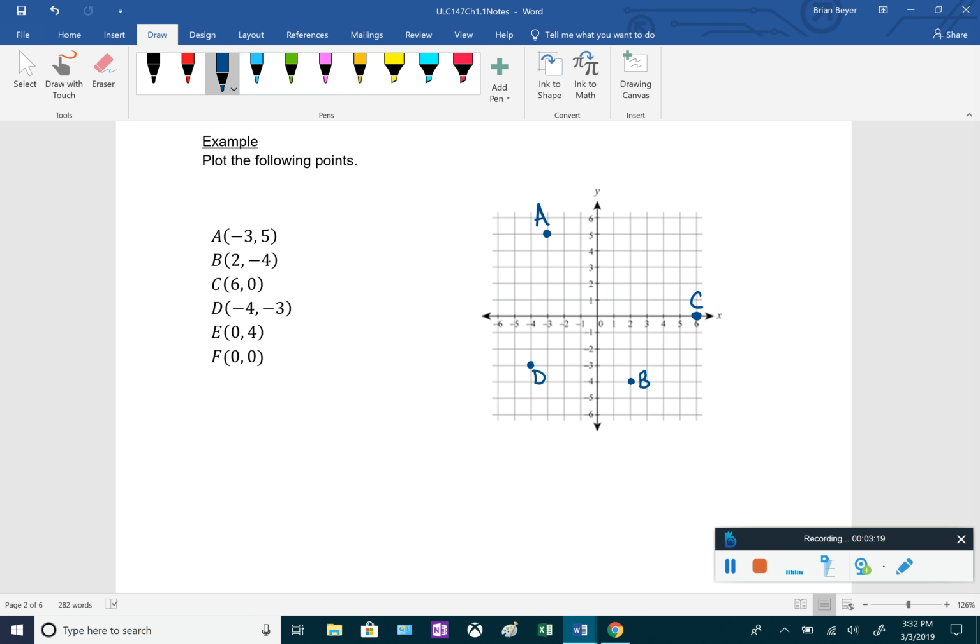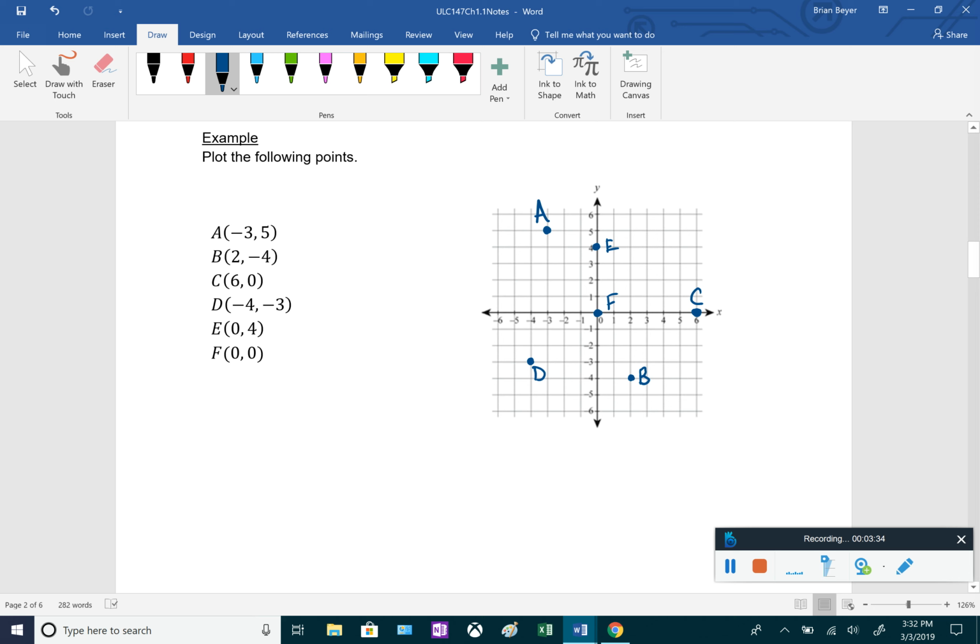For E, 0, comma 4, so x equals 0, y equals 4, so that's just going to be up here on the y-axis. That's going to be E. And for F, 0, comma 0, that's the origin, so that's right there. Okay, so that's just some examples with plotting those points.